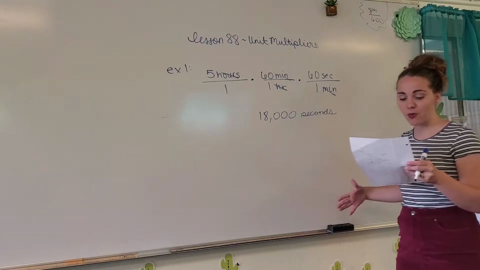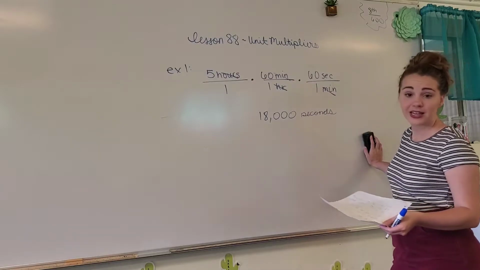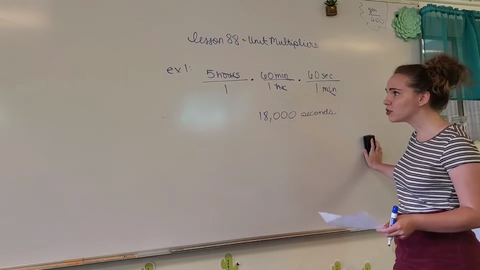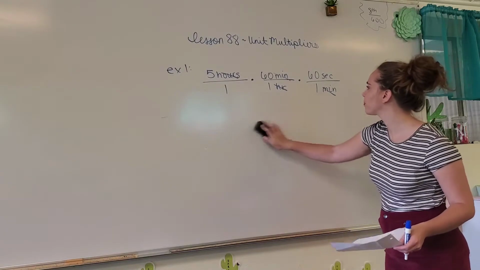All right, so that's example 1. That's it. All you have to do is know which one goes on top and bottom and that you're multiplying, not cross multiplying, by a form of 1.